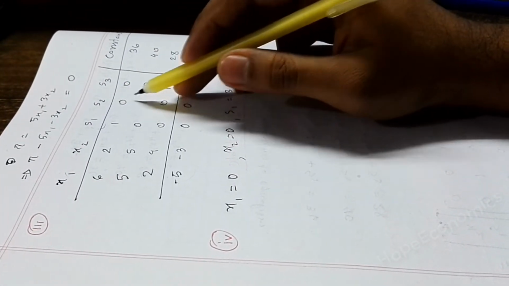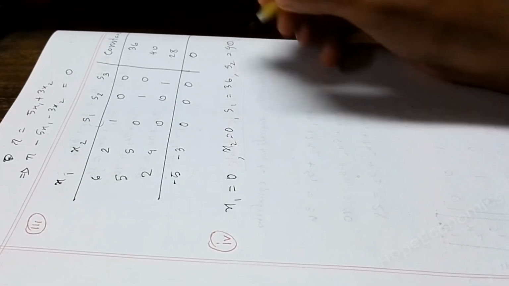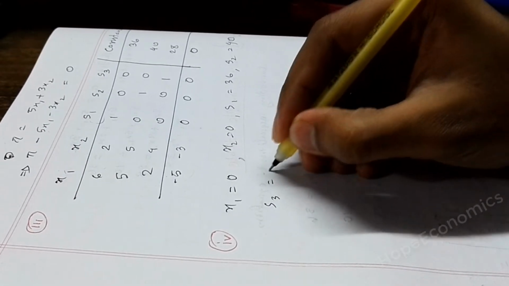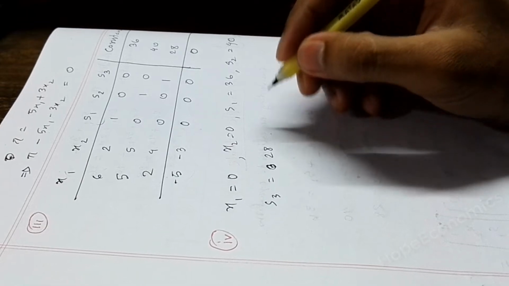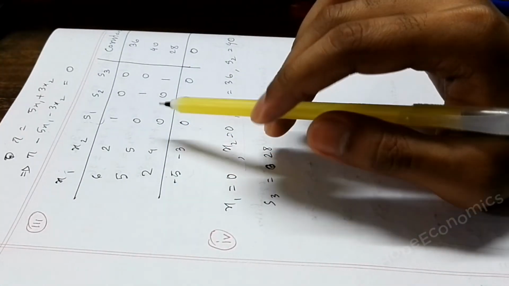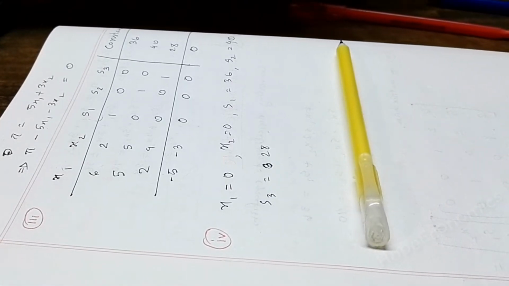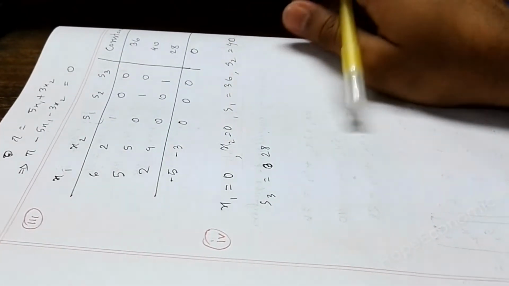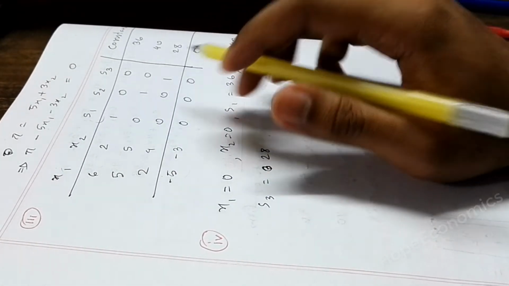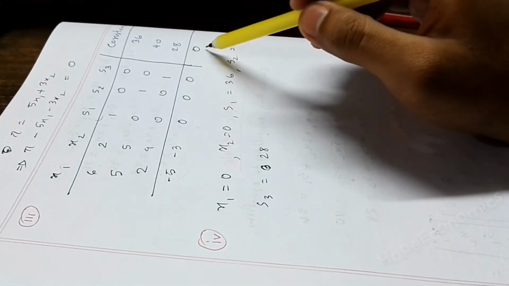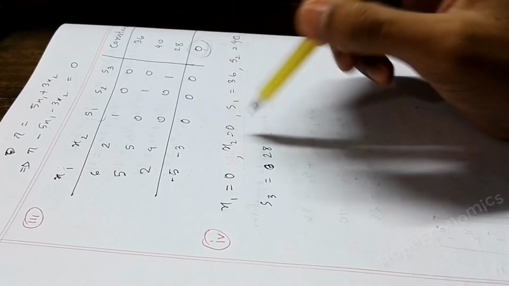And S2, the 1 is in the second row, and it is 40 and the rest are 0, so S2 is equal to 40. In case of S3, it is 28. So from the initial table we can see the basic things. The values of the variables look like this, and at the first basic feasible solution the objective function has a value of 0. Objective function value is 0.